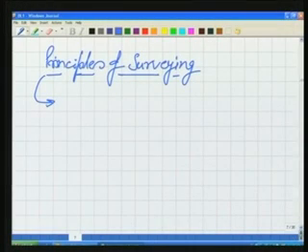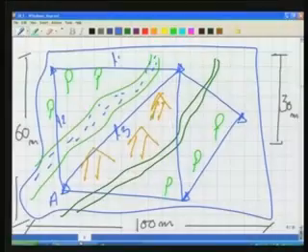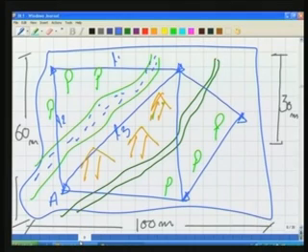So, the principle we learned here is control network. Always before we begin our survey, we should establish a control network, and the control network controls our survey. We will see in a moment how. Now, in our area, we want to measure the individual things.